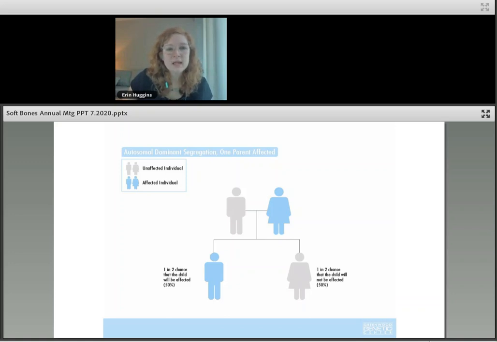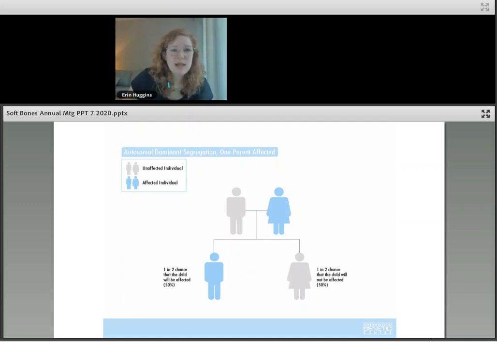So this is a little graph that I find really helpful. It might be kind of hard to see for you guys because it's a little bit light on my screen, but this is representing autosomal dominant mutations. So the blue individuals or the darker colored individuals here are affected with the condition, and the light colored or the gray are unaffected. So in this case, we have a mother who has a dominant condition. Say she has dominant HPP.